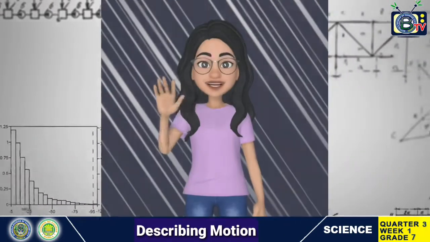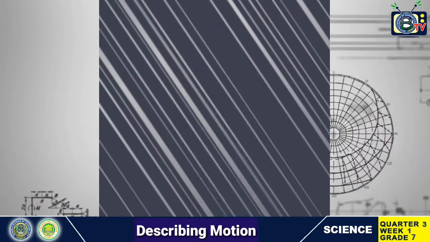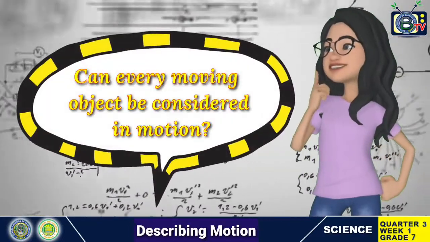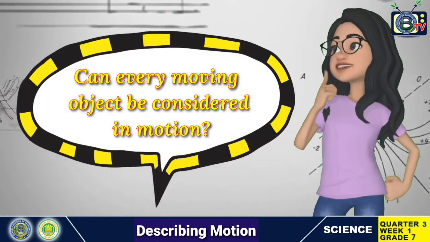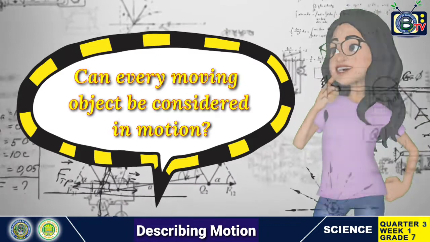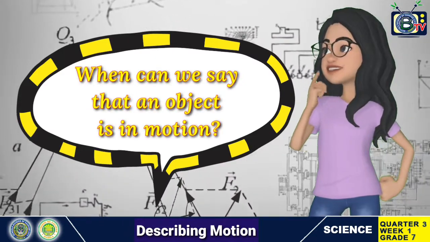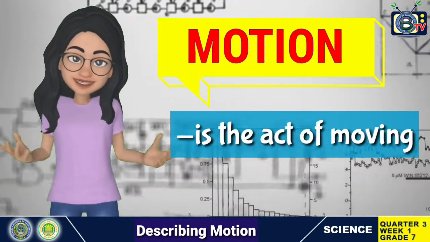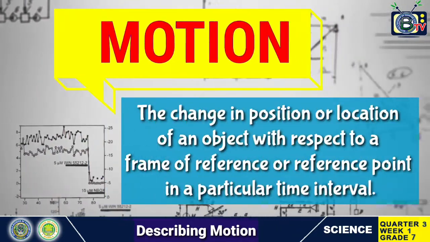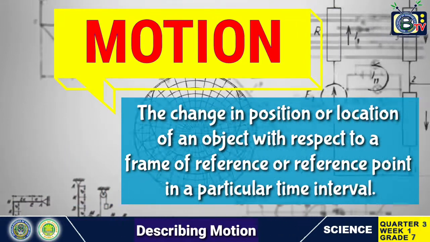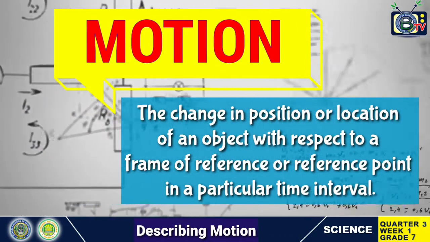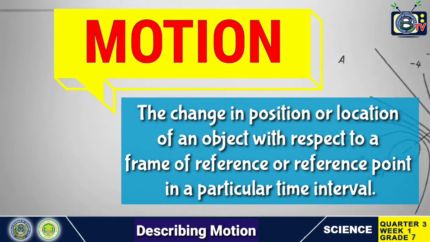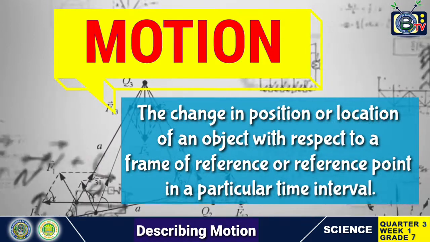Perhaps me if you're watching. Or if you are tuning in outside, the leaves swayed by the wind. But the question is, can every moving object be considered in motion? When can we say that an object is in motion? In the simplest sense, motion is the act of moving. But science-wise, motion is defined as the change in position or location of an object with respect to a frame of reference or reference point in a particular time interval.